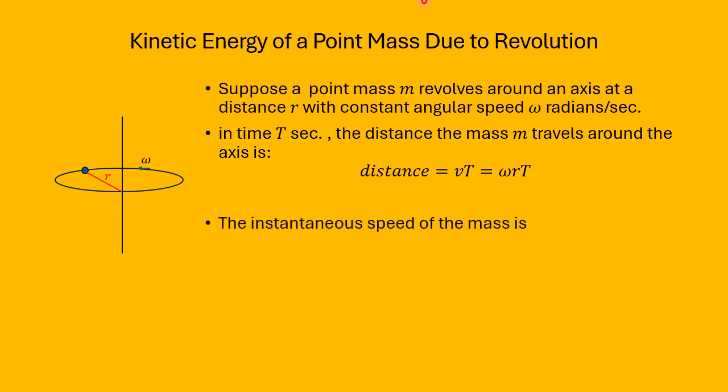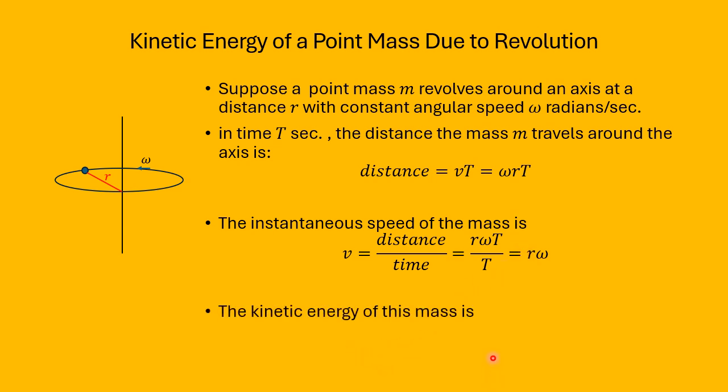So the kinetic energy then of this mass at that instant of time is 1/2 mv squared. So we can write the kinetic energy of rotation is 1/2 m, and then v squared is r omega quantity squared. The velocity, remember, was r omega. This can be simplified just a little bit using laws of exponents to get 1/2 m r squared omega squared.